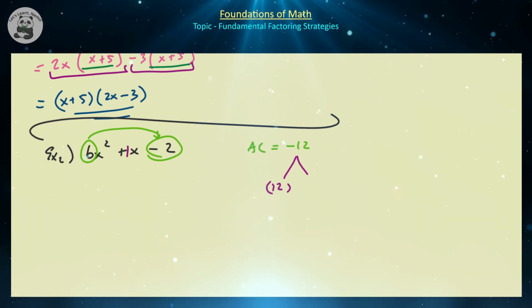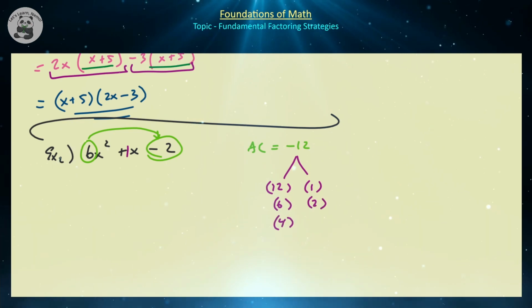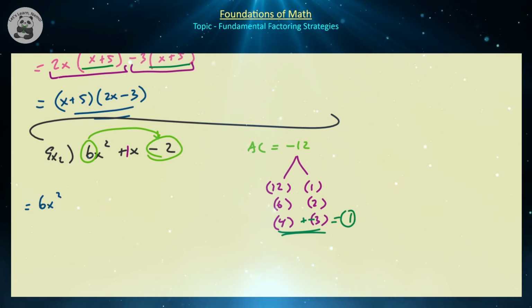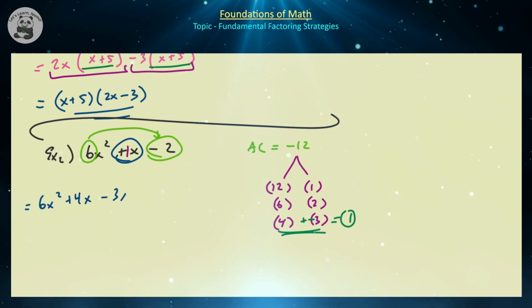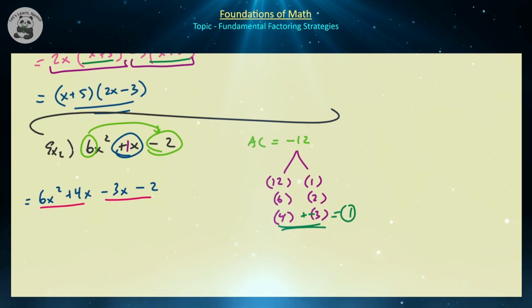So we have 12 and 1, we have 6 and 2, we have 4 and 3, and their mirror images. The product is negative, so one has to be positive, one has to be negative, and obviously 4 plus negative 3 will give us our 1, so 4 and negative 3 are our magic two numbers. So we're going to decompose 1x into positive 4x minus 3x minus 2, and then we're going to factor by grouping the first and second pair.